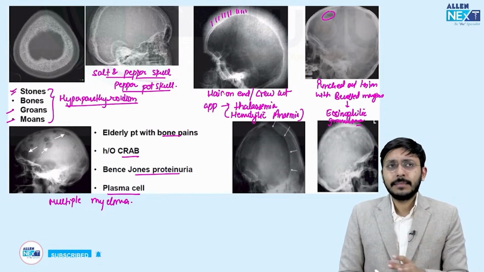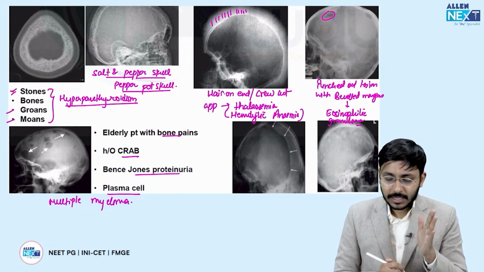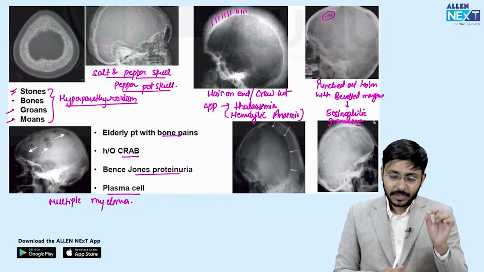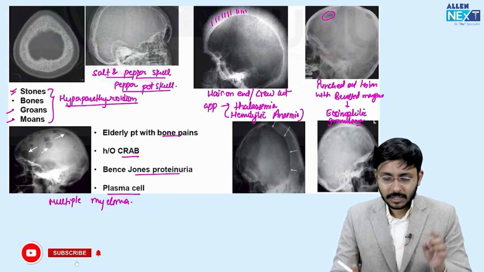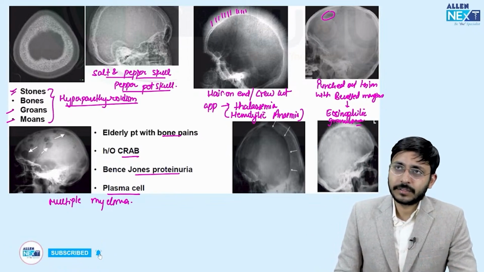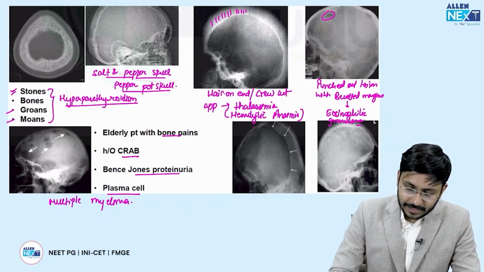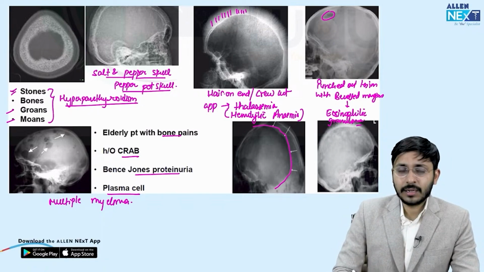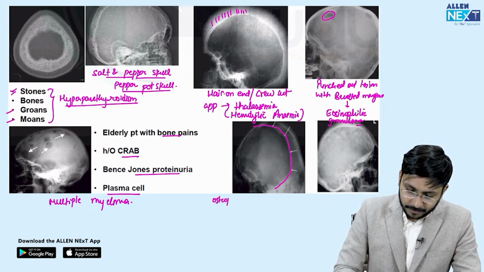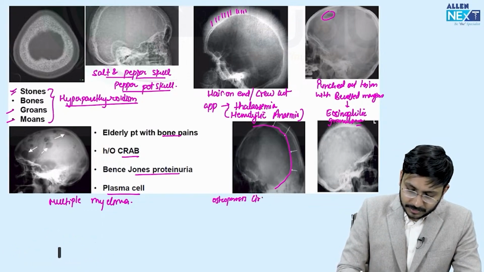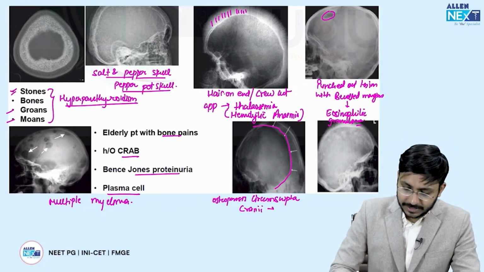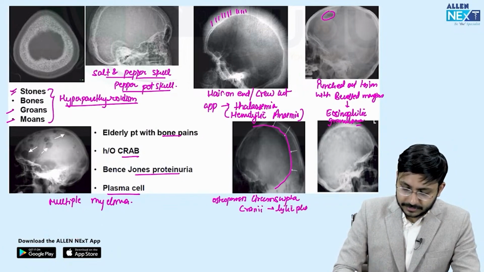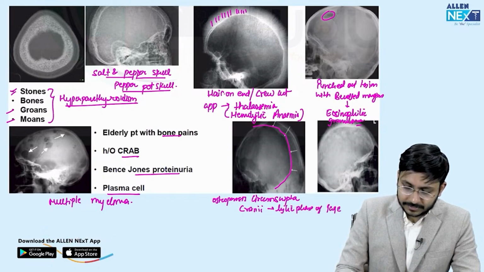Correct? And similarly, just the last spotter of skull, and that is related to Paget's disease. Now, Paget's disease we know has a lytic phase, a sclerotic phase, and a mixed phase. So in the lytic phase of Paget's disease, we get this well-defined large lytic area in the skull. This is known as osteoporosis circumscripta cranii. So this is seen in the lytic phase of Paget's disease.